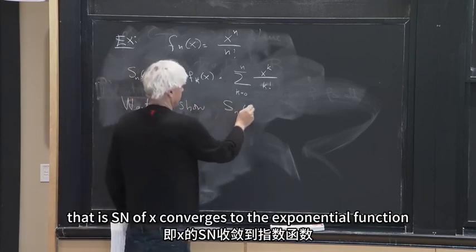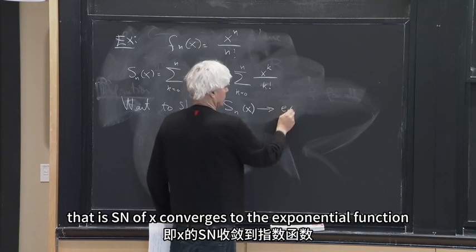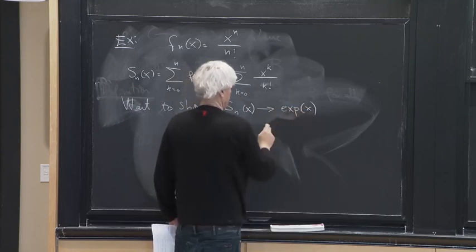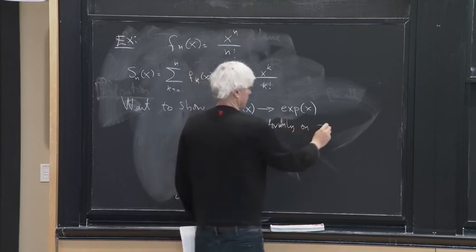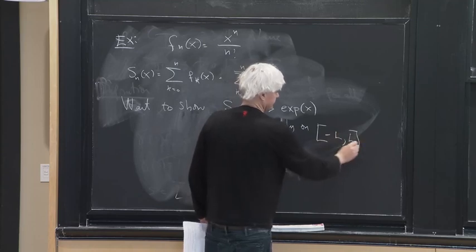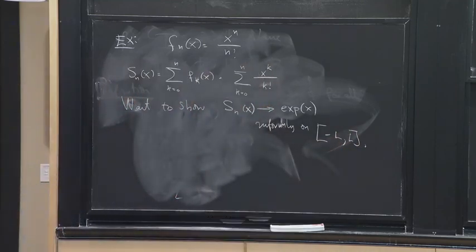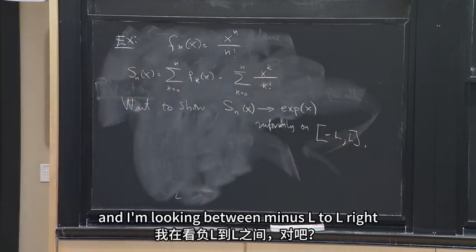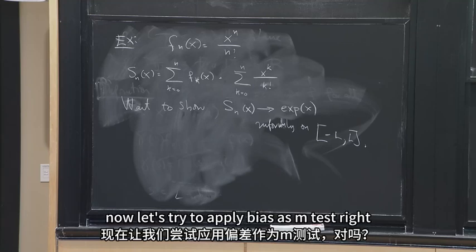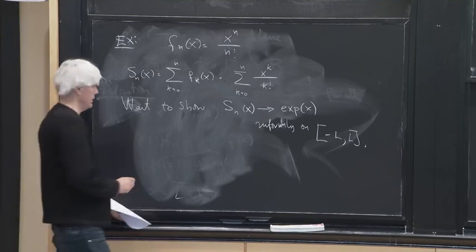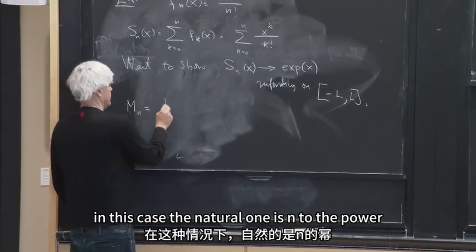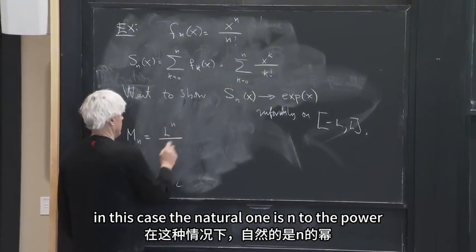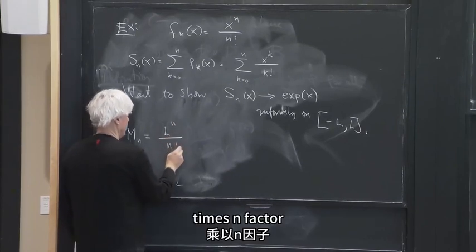And I want to show that these Sn of x converge to the exponential function uniformly on an interval of this form. So L is some fixed number, and I'm looking between minus L and L, right? And I claim that they converge. Now let's try to apply the Weierstrass M-test. So what are the Mn? In this case, the natural one is L to the power n over n factorial.